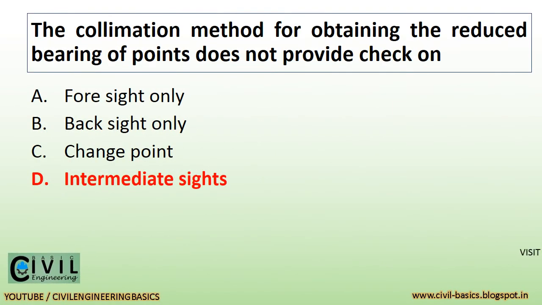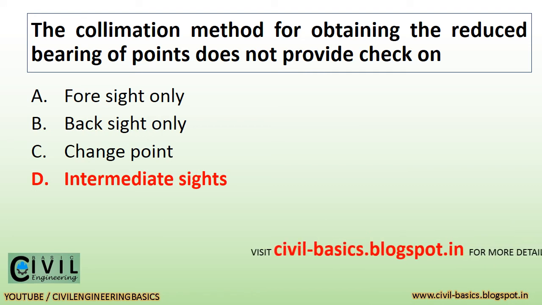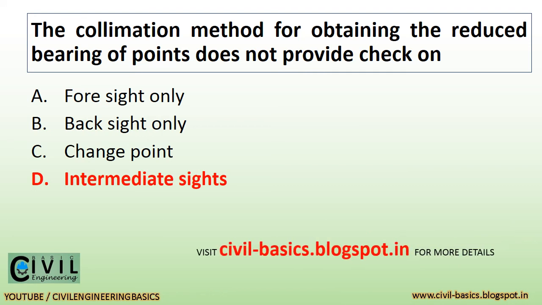The collimation method for obtaining the reduced levels of points does not provide check on intermediate sights.